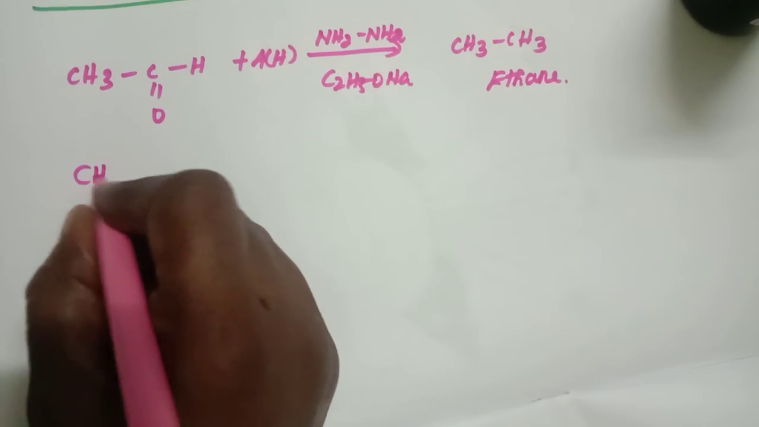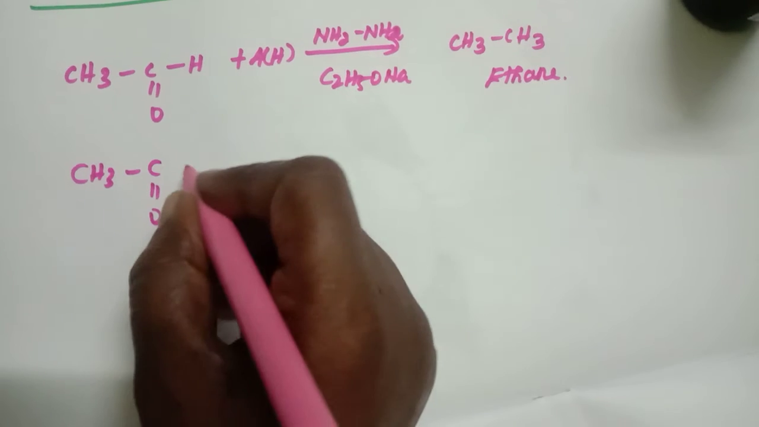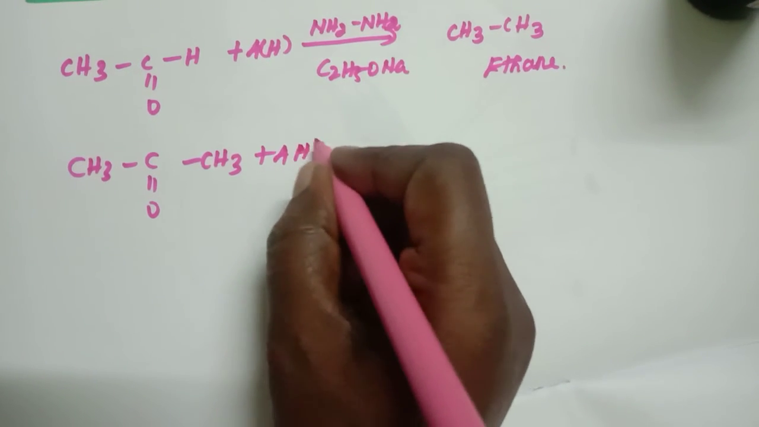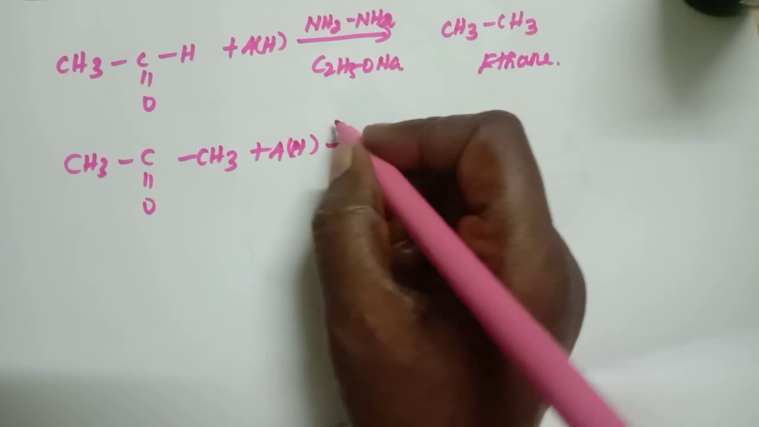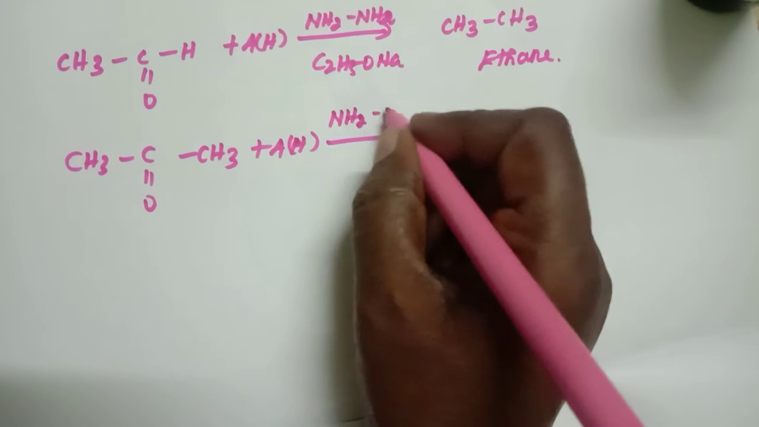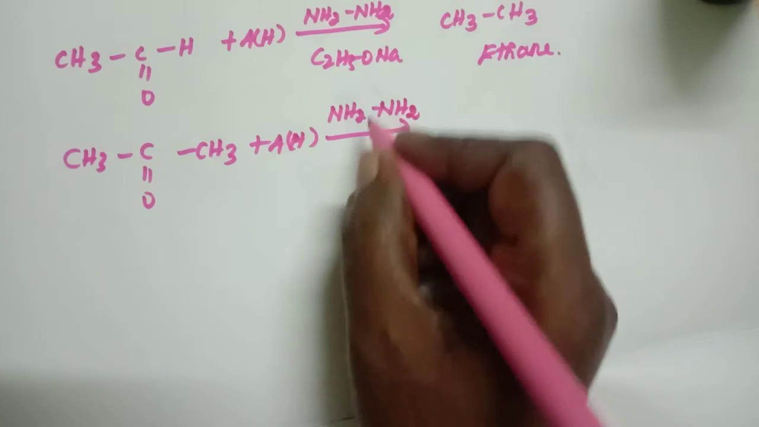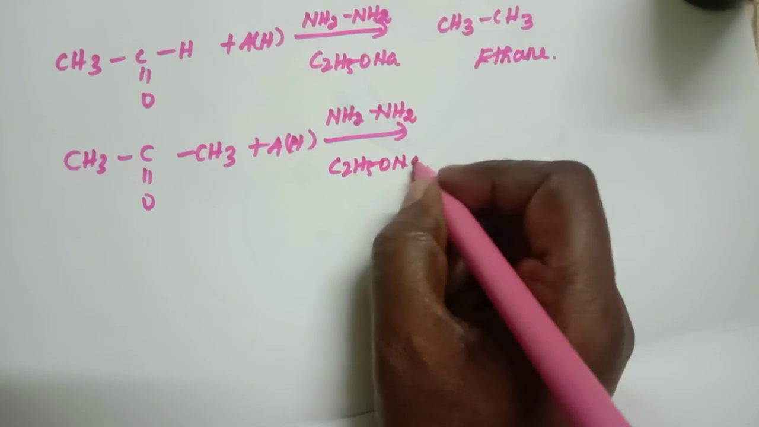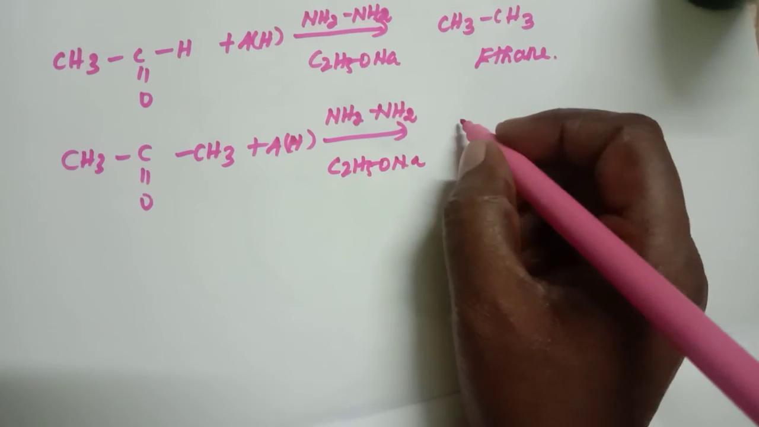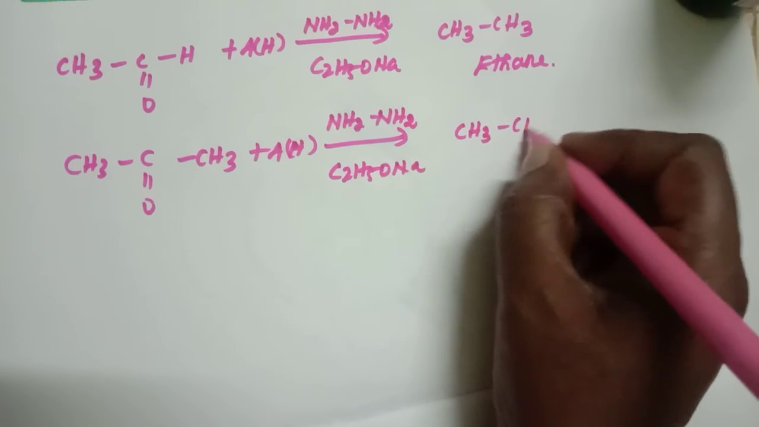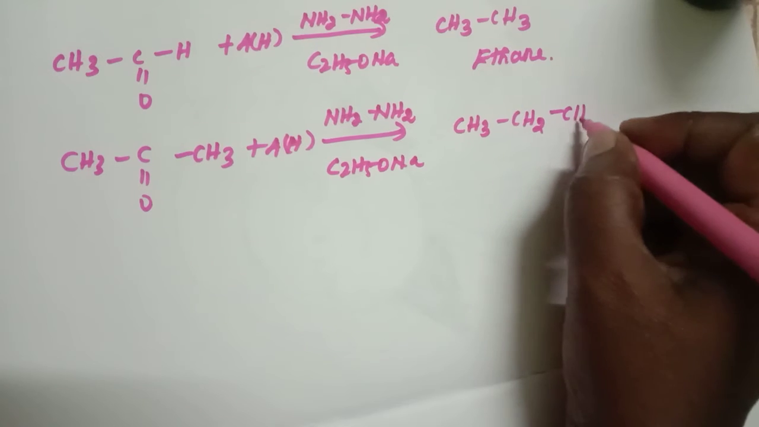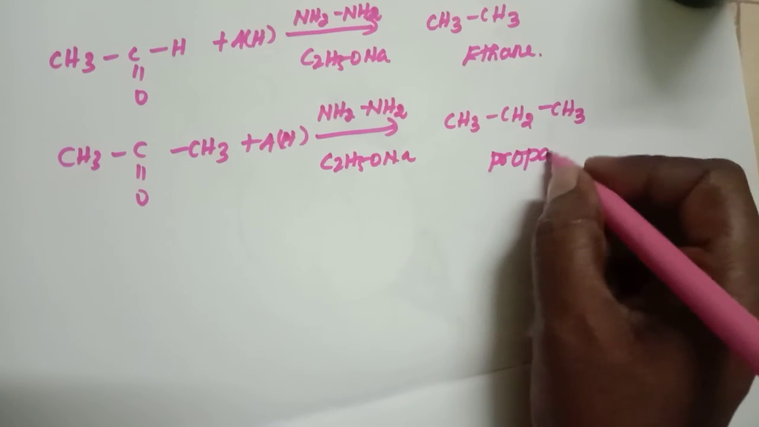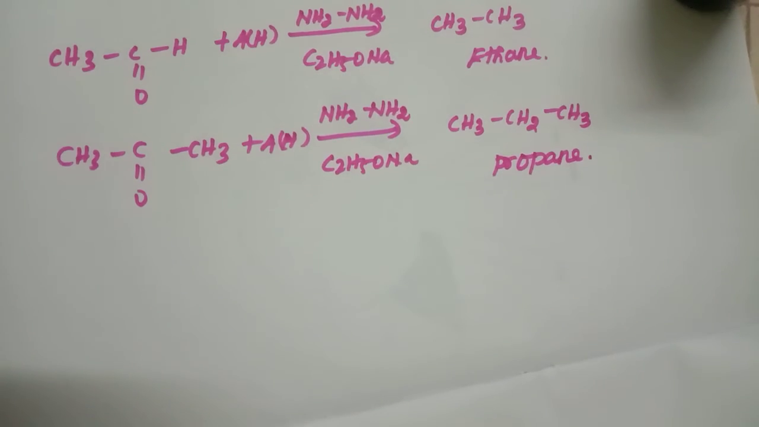In the same way, when acetone undergoes reduction in the presence of NH2NH2 and sodium ethoxide acting as a catalyst, this group is reduced into a methylene group, so we will be getting CH3 CH2 CH3, a hydrocarbon, that is propane.